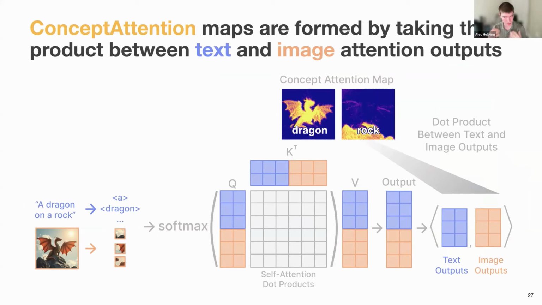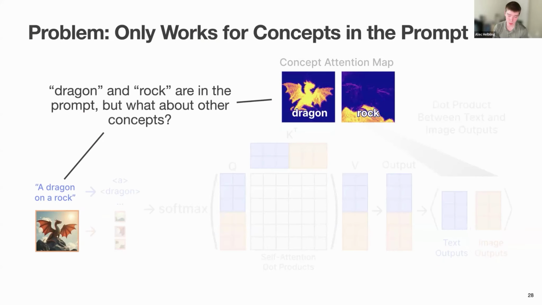We take the dot product in this output space, and this produces much higher quality saliency maps than cross-attention, something that's not possible with previous architectures. And I mentioned how one of the problems we wanted to solve was, can we do this for any concept, not just concepts in the prompt? Because when you're generating images, a lot of concepts are implicit, like the background of an image. You're not going to say, oh, an image with a background. That doesn't really make a lot of sense.